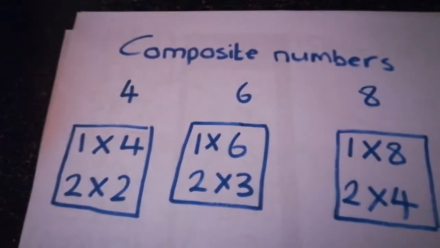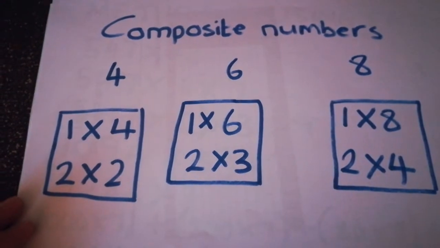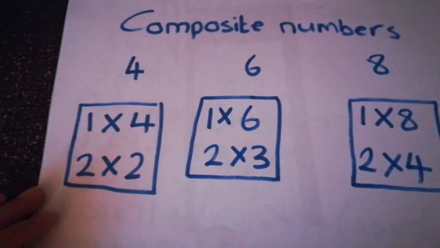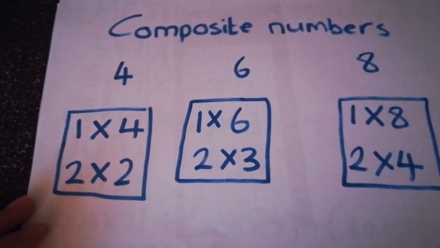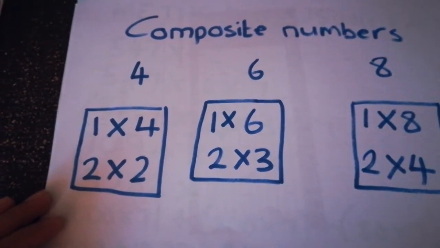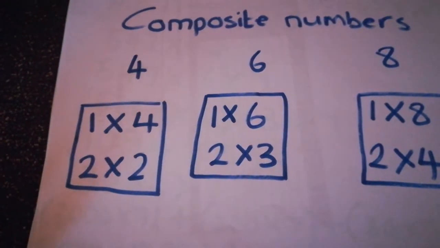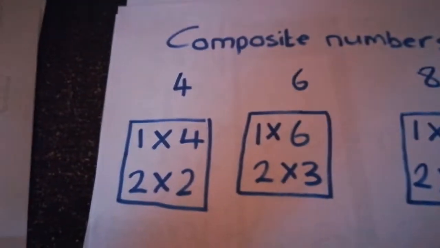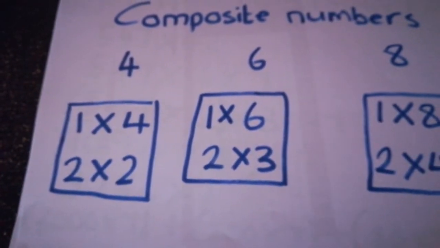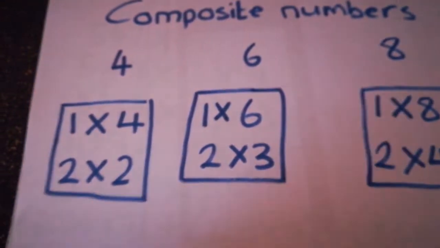The next thing we are going to move on to is composite numbers. Now, any number that is not a prime number is a composite number. Let's look at 4 for example. What can we multiply to get 4? We can say 1 times 4 and 2 times 2. So the numbers that can go into 4 are 1, 4, and 2. Right? So we can multiply other numbers besides 1 and 4 that will give us 4.